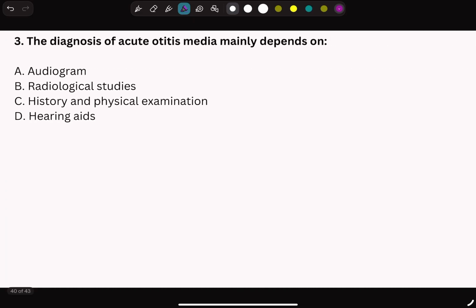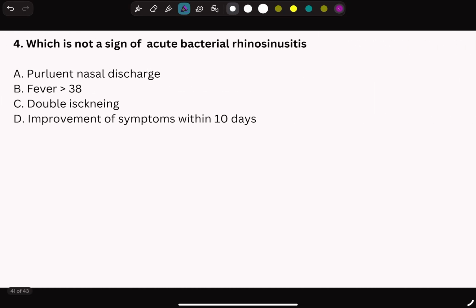Let's move on. The diagnosis of otitis media mainly depends on audiogram, radiological studies, history and physical, or hearing aids. This one is very simple as well. So let's move on. Which one is not a sign of acute bacterial rhinosinusitis? If you remember, guys, is it purulent nasal discharge, fever more than 38 degrees, double sickening, or improvement of symptoms within 10 days? So which one is not a sign? That one we also mentioned.